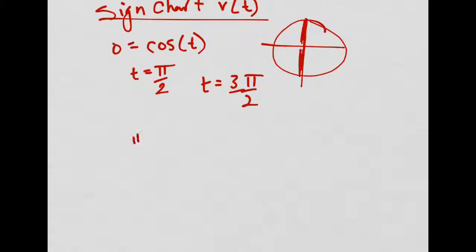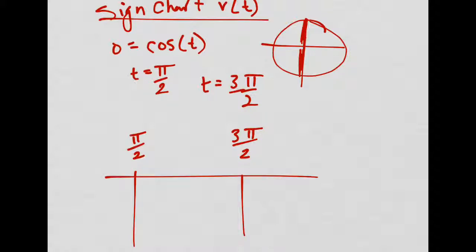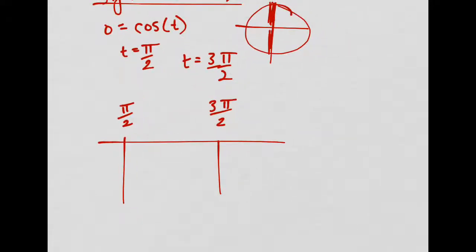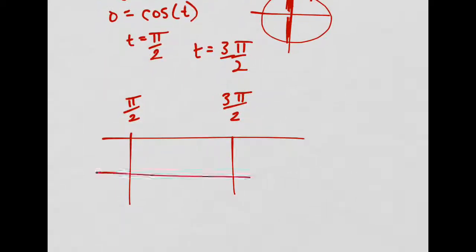If we have pi over 2 and 3 pi over 2, those are our critical values. Something smaller than pi over 2 is in the first quadrant. Something larger is in the second or third quadrant. And then something larger than 3 pi over 2 is in the fourth quadrant. So if you know those angles, that's how you can choose your test points. And that's what I'm going to do.